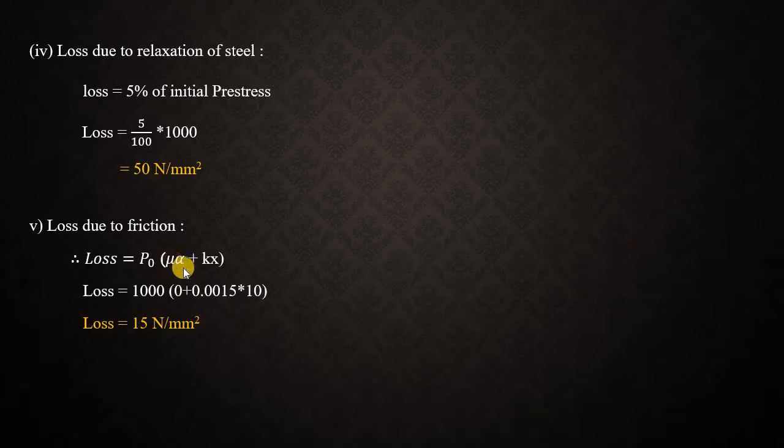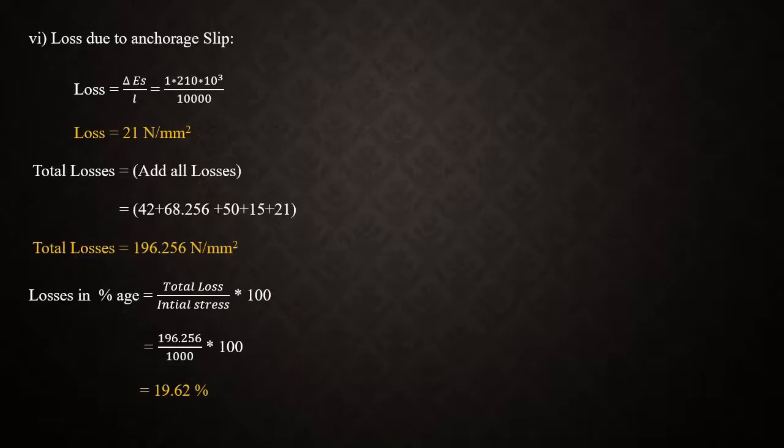So this part will be 0, plus K is given, copy that down, into X. Be careful here, X means the length of the beam. Only here X means the length of the beam. It is taken as 10. So the loss is 15 Newton per mm square in post tension.